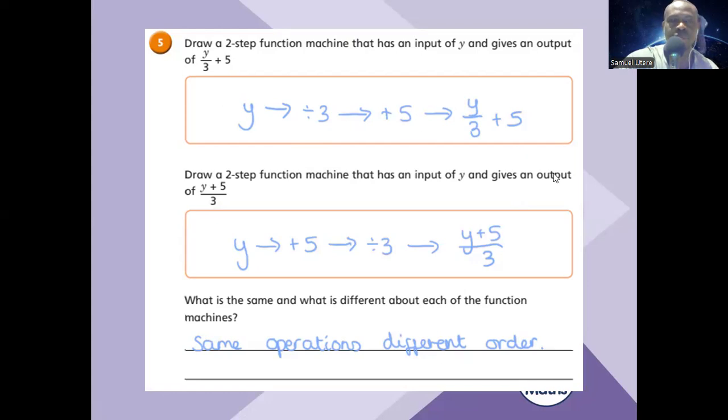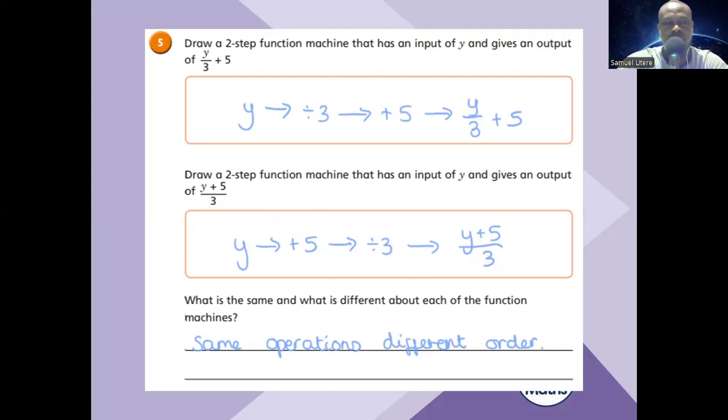Okay? And then here you're told to draw a two-step function machine that has an input of y and gives an output of y add 5 divided by 3. Of course, here, from what you've learned, you know it's clearly going to be y add 5 as the first step of the function machine, and then divide by 3 as the second step of the function machine.